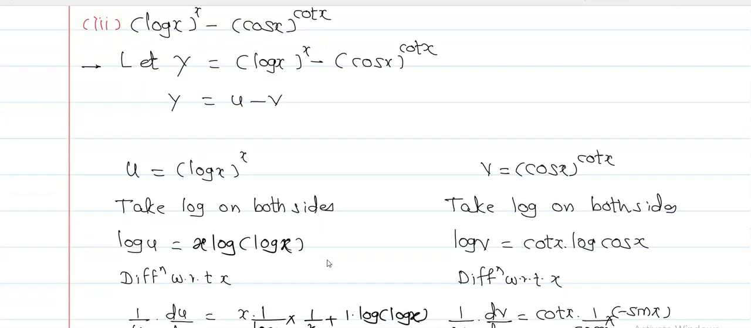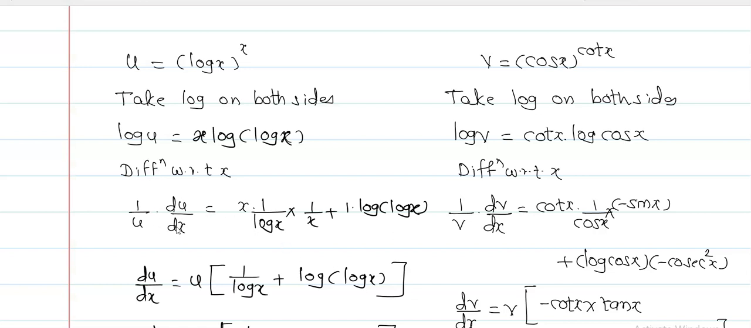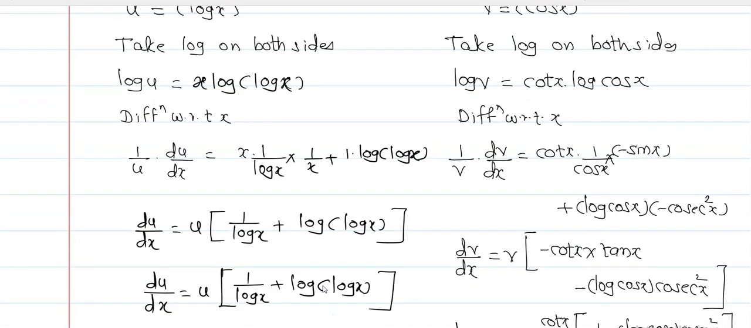Take log on both sides. Then you will get log of u is equals to x into log of log x. This I forgot. Now differentiate this with respect to x. Then 1 upon u du by dx is equals to x into derivative of log x, that is 1 upon log x into 1 upon x, plus log x into the derivative of x, which is 1. And that's why du by dx is equals to u into, this x gets cancelled, you will get u into in bracket 1 upon log x plus log x. Therefore, this is your du by dx.